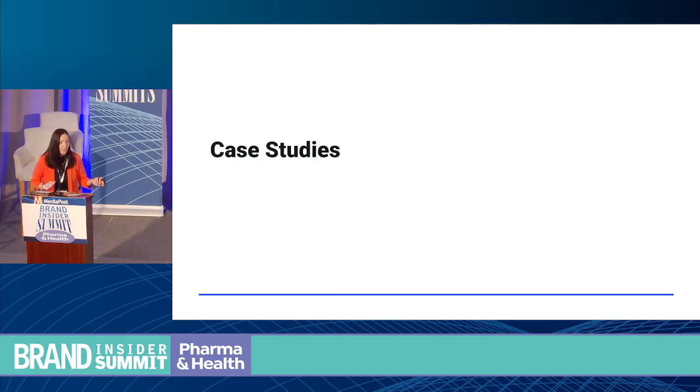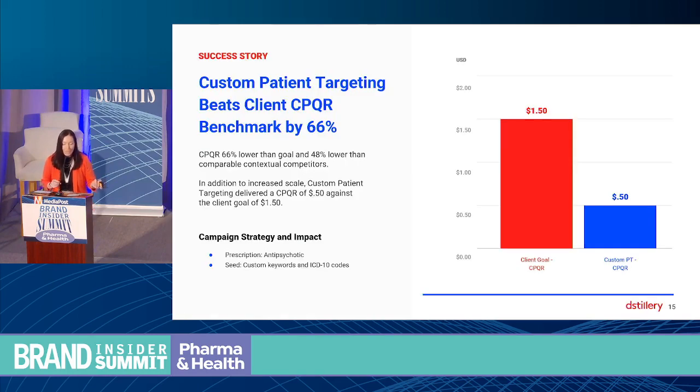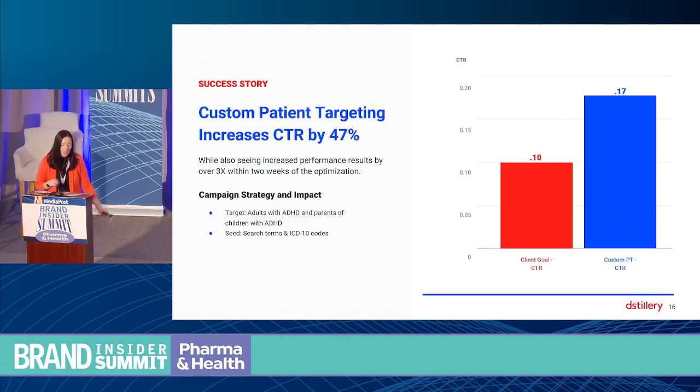So we have spent the past year plus really testing and learning custom patient targeting across a variety of healthcare KPIs. So I just want to share with you some of the successes that we've seen across different KPIs. So in this example, we worked with an antipsychotic client who was looking to drive an efficient cost per QR. So in this case, their goal was $1.50, and we drove a cost per qualified reach at 50 cents, which is 48% lower than other partners that we were competing with on the plan, some of which were ID-based partners.